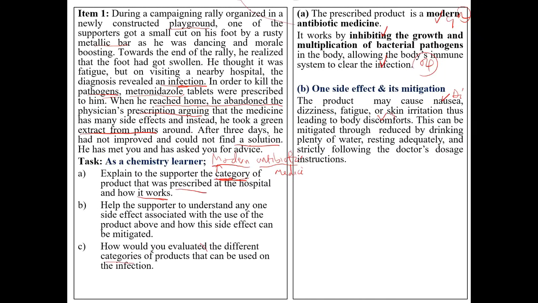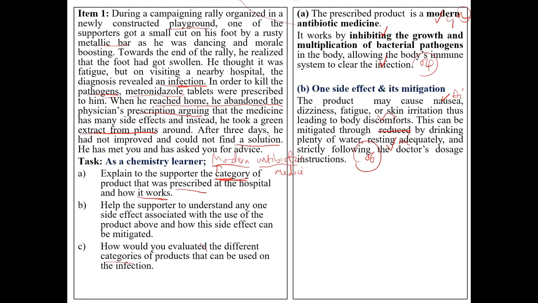This can be mitigated by drinking plenty of water, resting adequately, and strictly following the doctor's dosage. That is the mitigation, and you get all your 6 scores. That's what I'm saying. Can we see how we can maximize all the scores? So here, you'll be able to get all the scores.